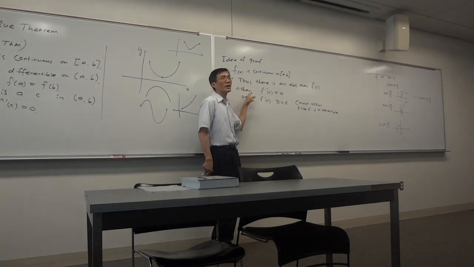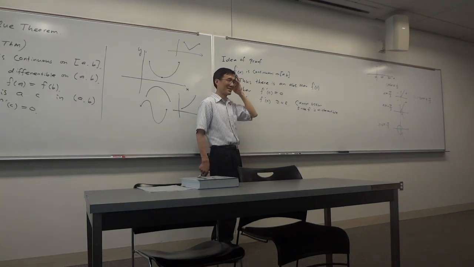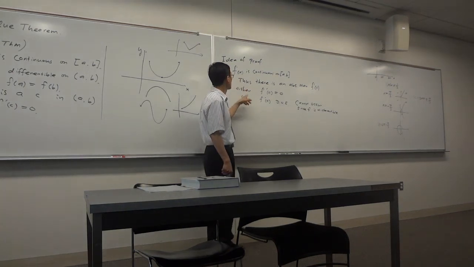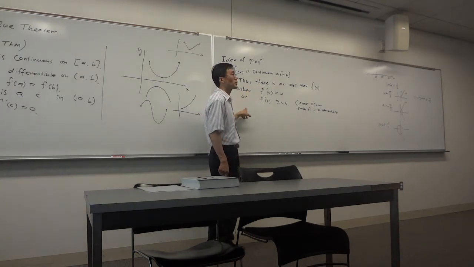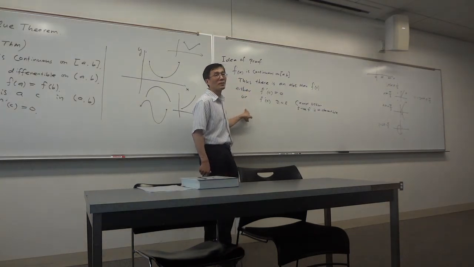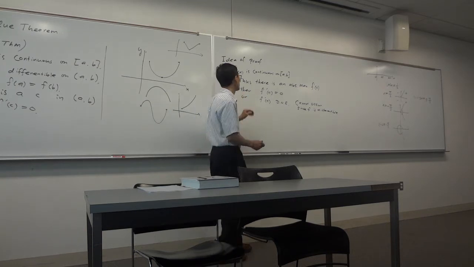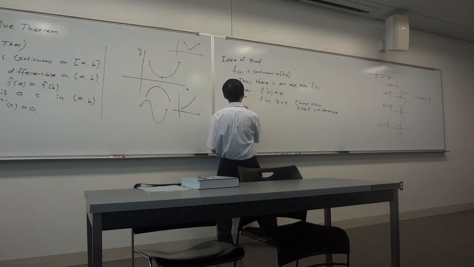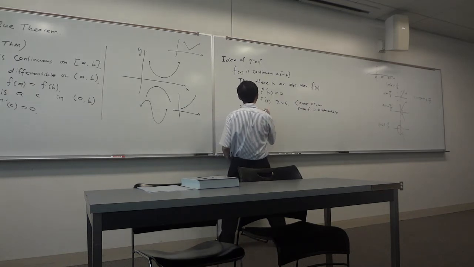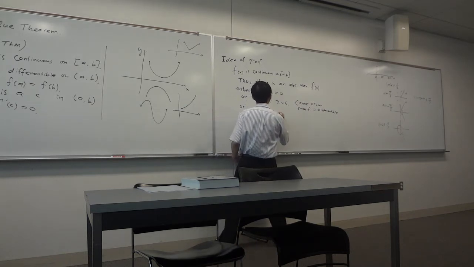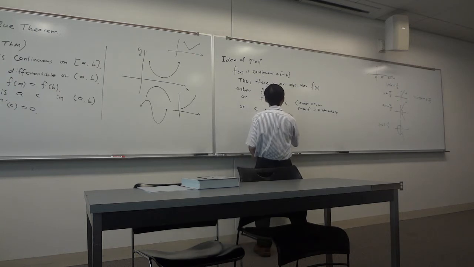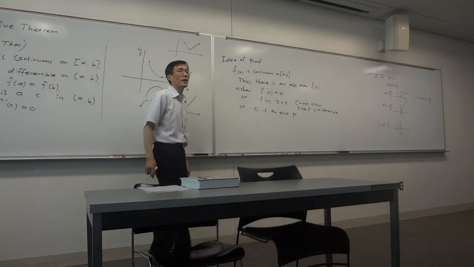Only if C is not an endpoint. All right. So either this is true or that is true, or C might be an endpoint. There's another possibility that you need to consider. Okay. So, or C is an endpoint. Right? In other words, C might be A or B.